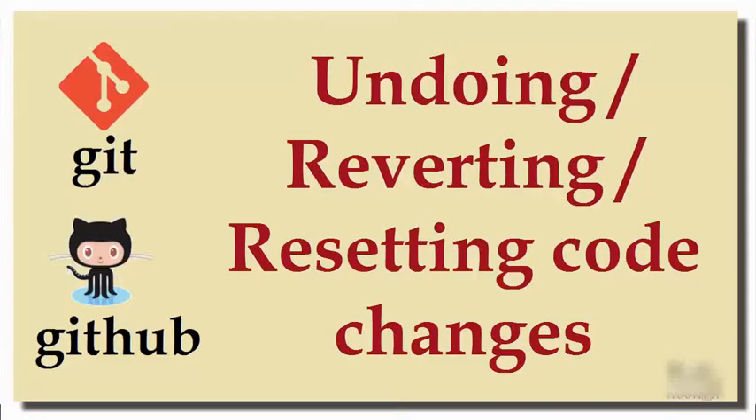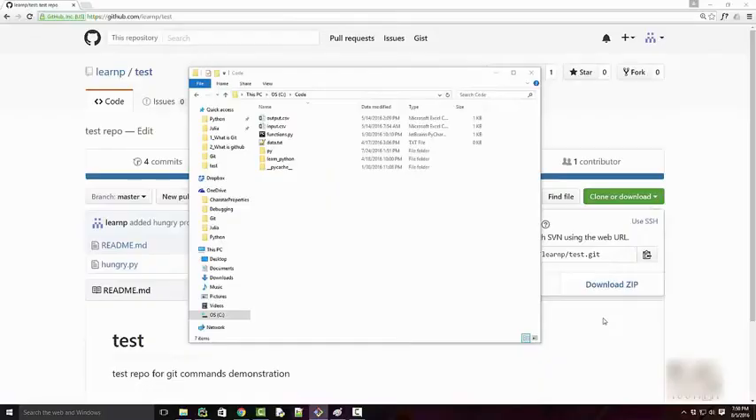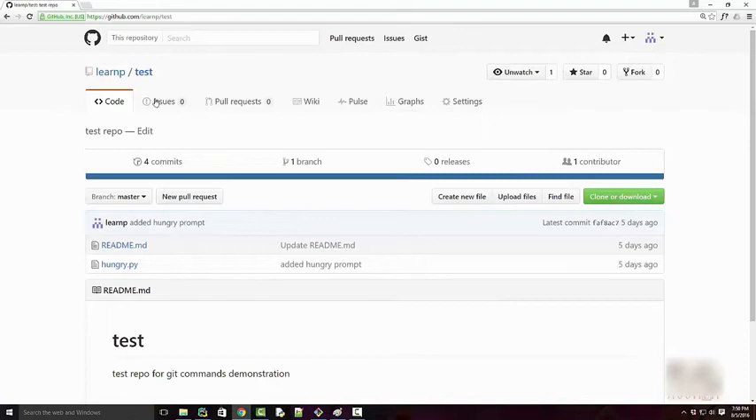In this tutorial we are going to see how to undo or reset or revert your code changes in Git. For this we are going to first clone our GitHub repository.